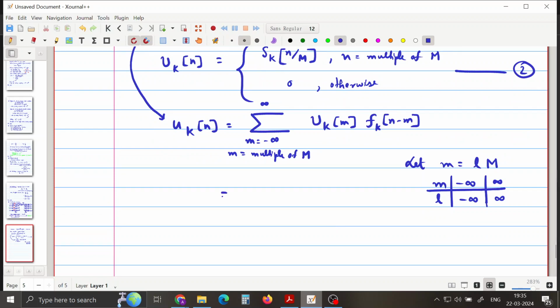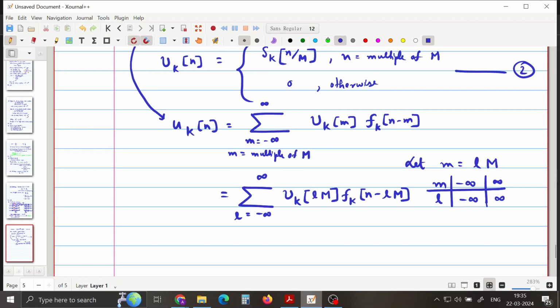So this gives you, now my index is small l running from minus infinity to infinity. Vk of, I'll replace small m by small l times capital M, this times fk of n minus, again m will be replaced by l times capital M, like this, right?